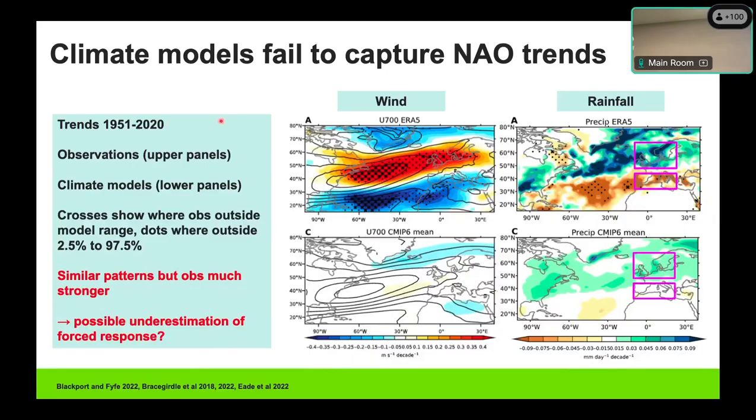Okay, so this shows observed and modeled trends in U700 winds in the left hand panels and rainfall in the right hand panels. This is from a paper by Blackport and Fife.